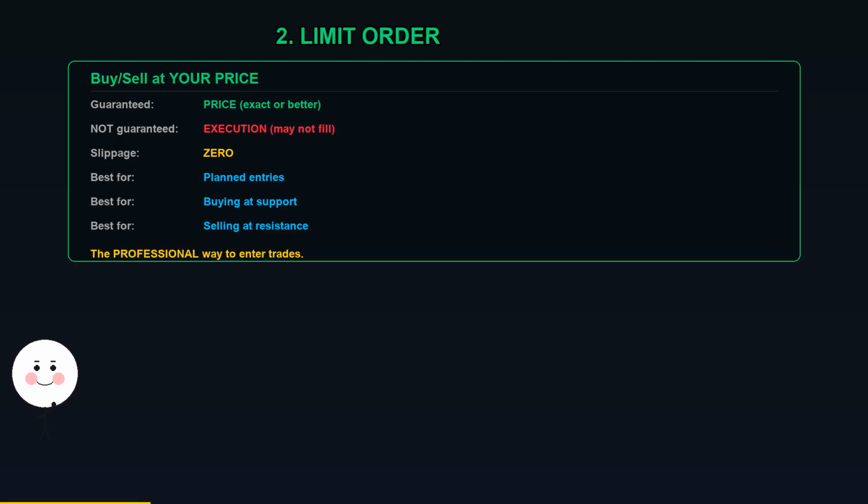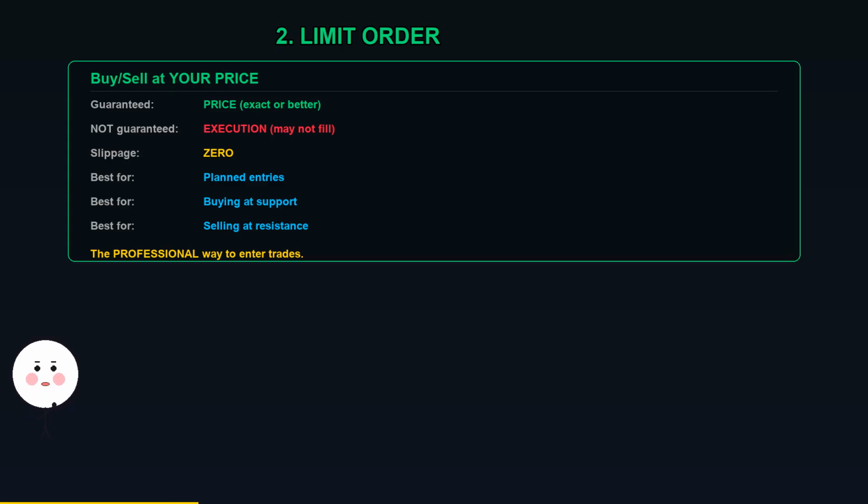Order type 2, the limit order. A limit order says buy at this price or better. If you set a limit buy at 950, you will only get filled at 950 or lower, never higher. It guarantees your price, but it does not guarantee execution. If the stock never comes down to your limit price, your order sits unfilled.